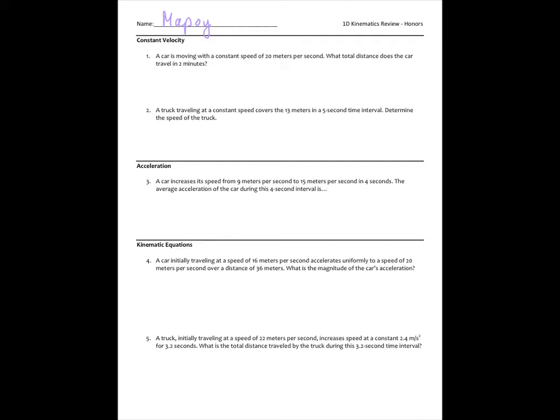Let's start here with numbers 1 through 5. We're going to deal with constant velocity, acceleration, and some kinematic equations. On the flip side, there are some freefall problems and that relative velocity problem for the honors class. Alright, so let's start here.